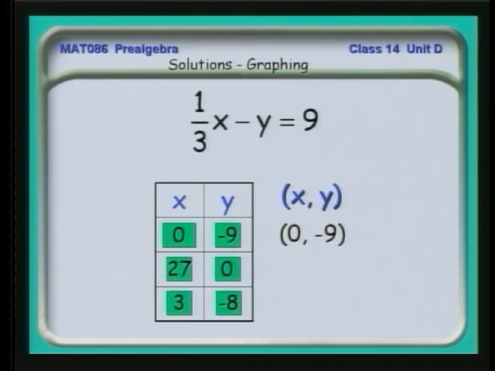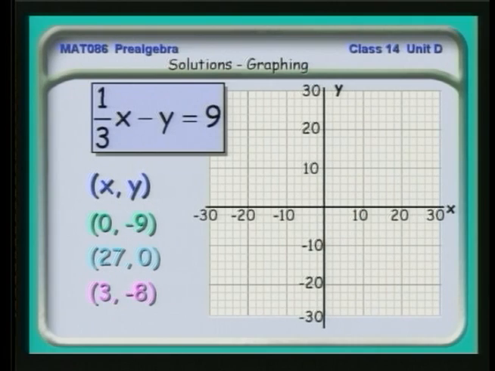Now we have 3 ordered pairs, 0 minus 9, 27, 0, and 3 minus 8. Let's go ahead and try to graph these. 0 minus 9. The 0 means don't go to the left or right, go down 9. 27, 0, and that's the opposite. In this case, I don't go up or down, I just go over 27 units. And finally, I have 3 minus 8, meaning I go over 3 and down 8.